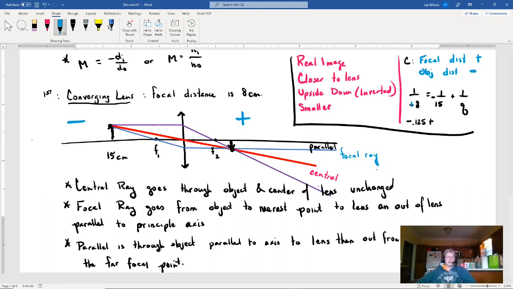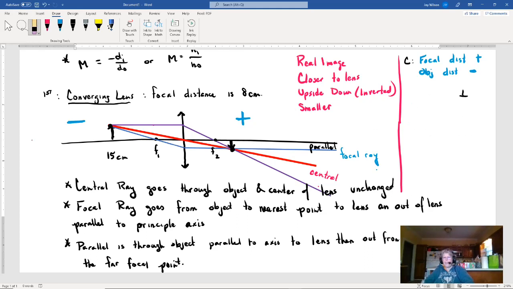Because they're on opposite sides from each other. Okay, so negative 0.125. Give myself more space. Here we go. Start over. 1 over F equals 1 over P plus 1 over Q. So this is 1/8 positive equals negative 1/15 plus 1 over Q.